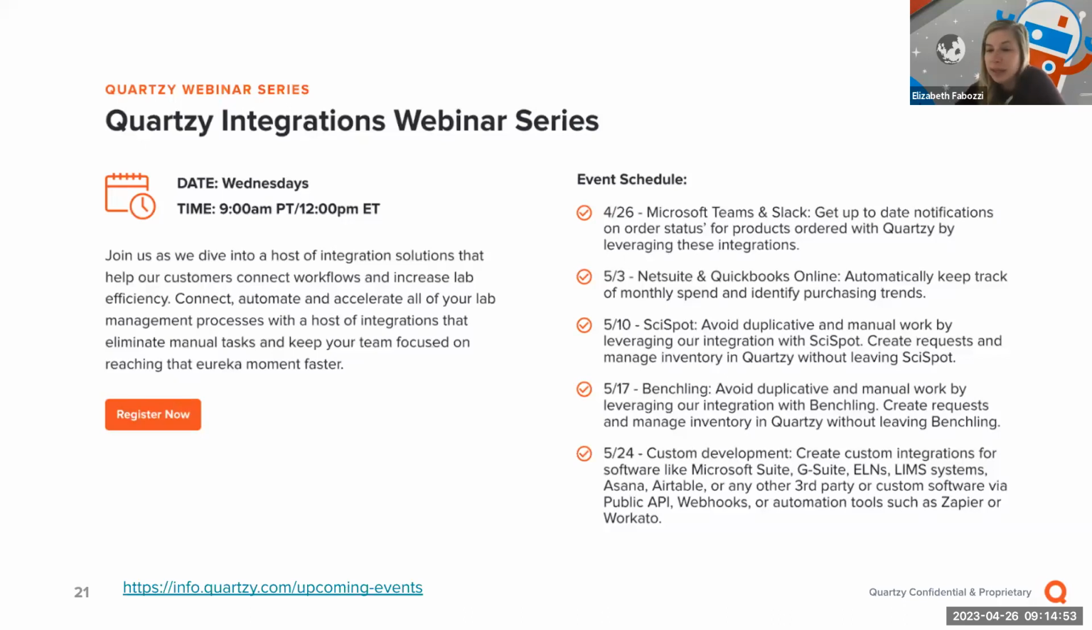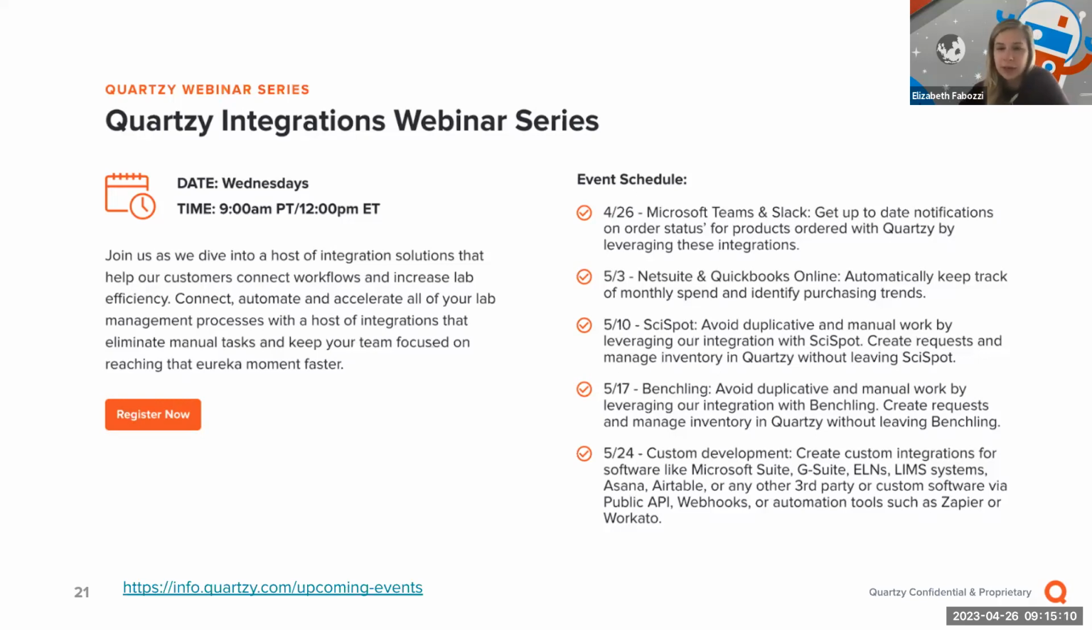Then we have the ELN integrations coming up, the direct ELN integrations. The first is going to be with SciSpot. The second is going to be with Benchling. Those will be on 5.10 and 5.17. And then lastly, on 5.24, we're going to go a little bit deeper dive into our custom development options.